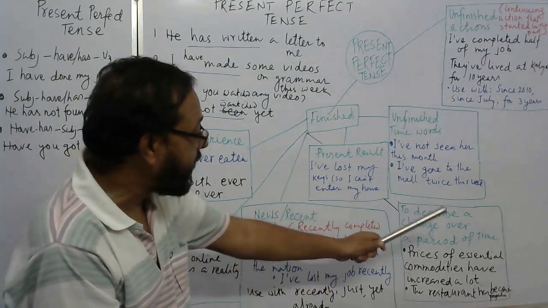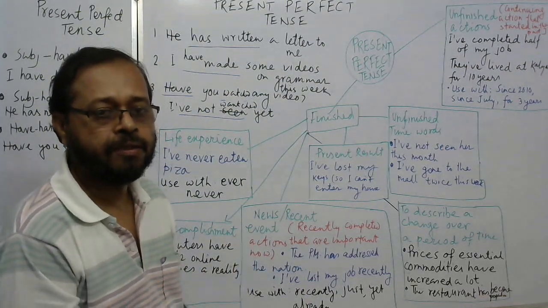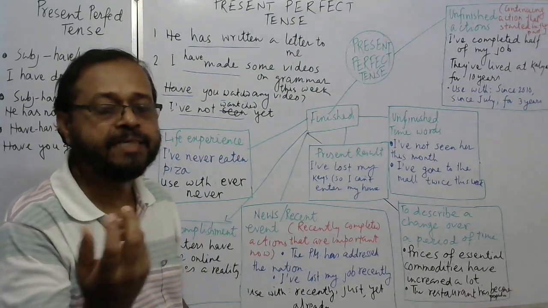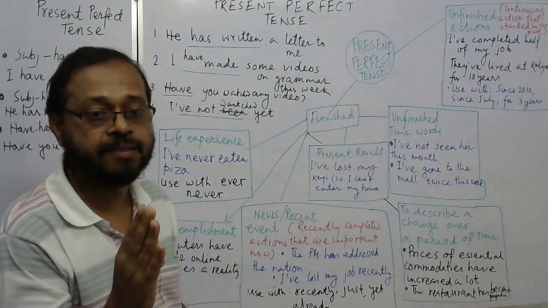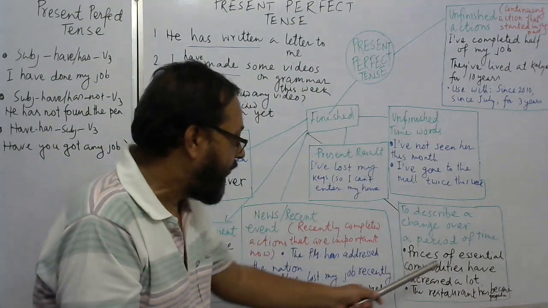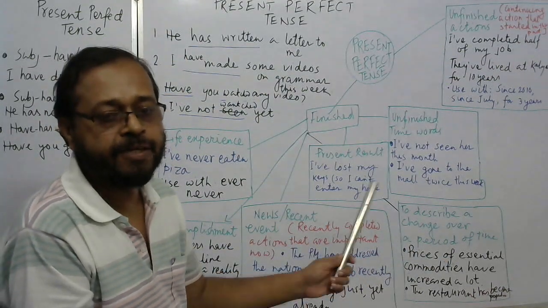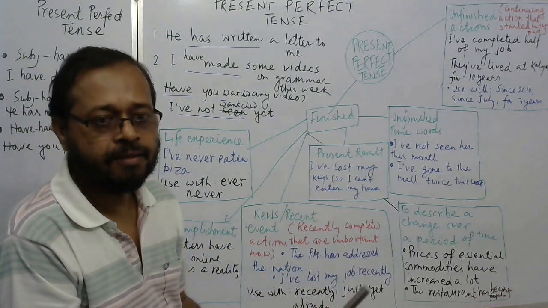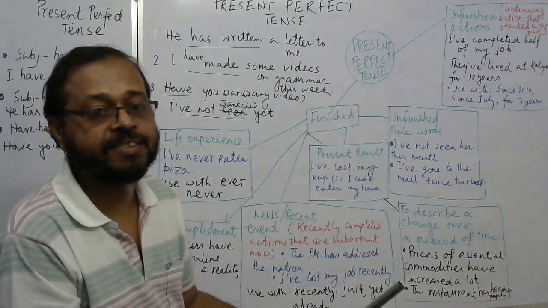Then to describe change over a period of time. দীর্ঘদিন ধরে পরিবর্তন হচ্ছে। The price of diesel is increasing for 13 continuous days. তাহলে the prices of essential commodities have increased a lot. Prices of diesel and petrols have increased a lot recently. So describe changes. He has grown a lot since I last saw him.